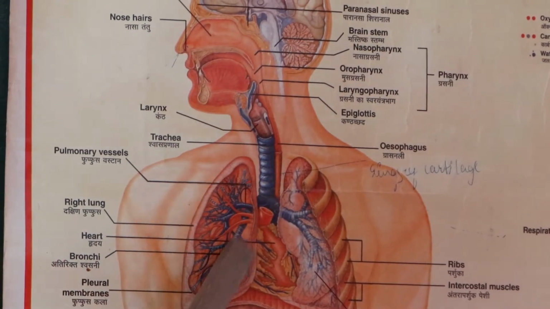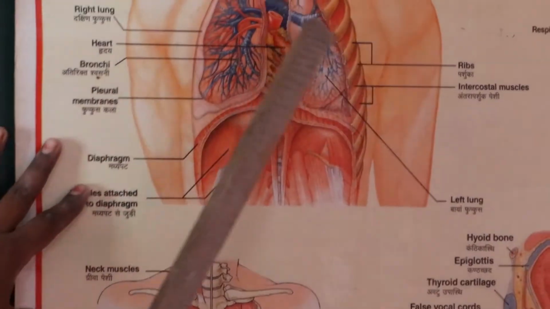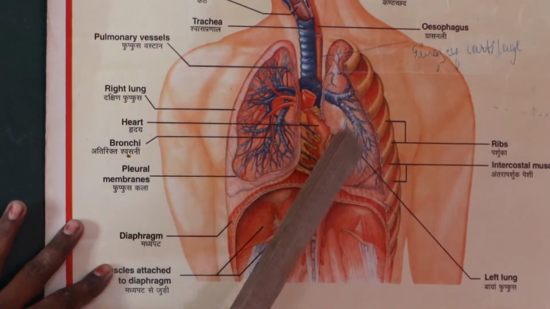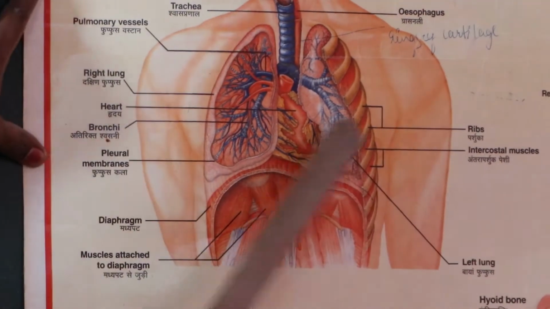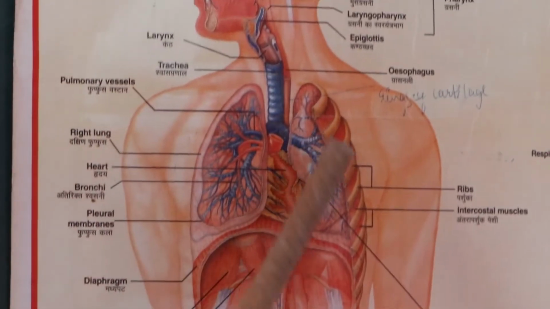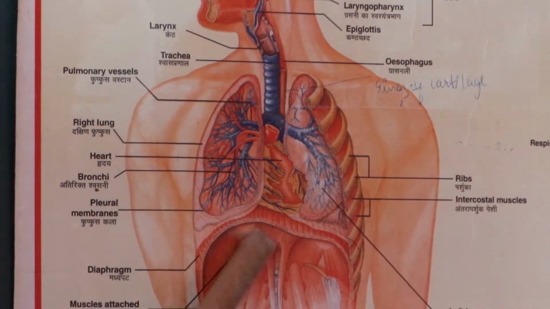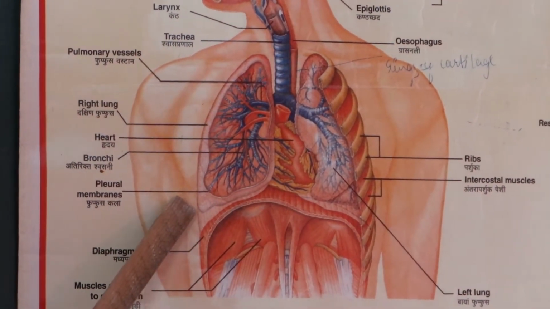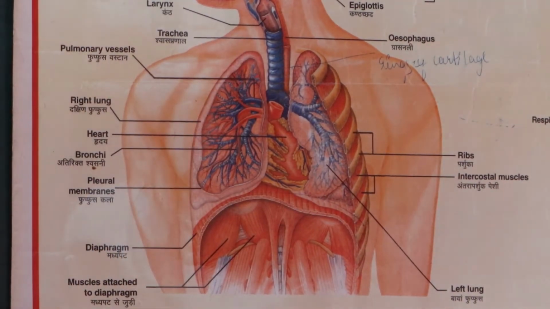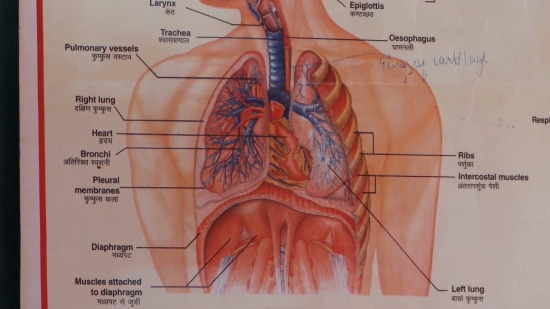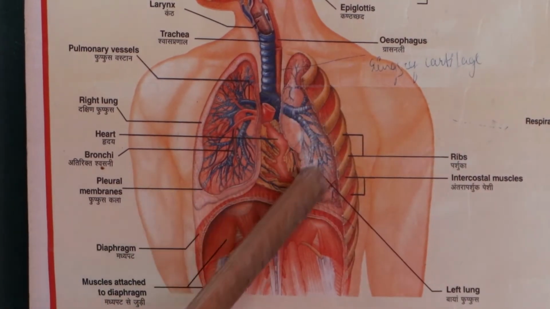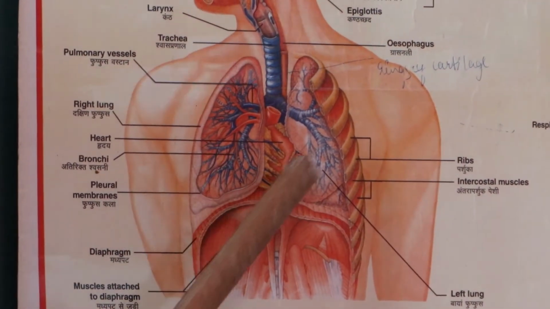And then there is the lungs portion. This is called the left lung, and this is called the right lung. Around them is the rib cage. You know the rib cage. It protects the heart and lungs from injury, just as the skull protects the brain. In that way, the rib cage protects the lungs and heart from injury.